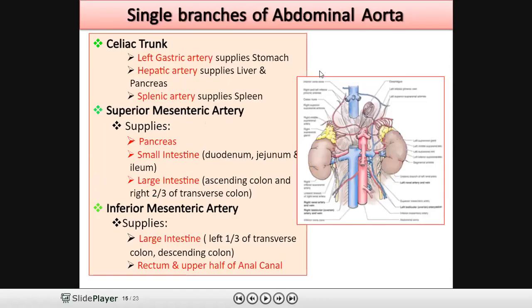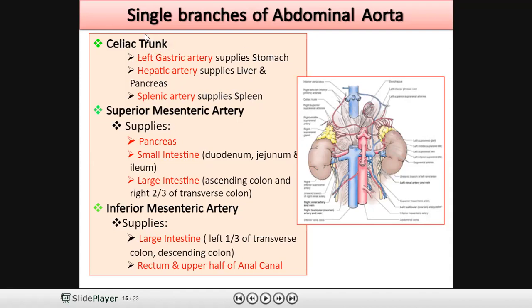So what are the single branches of the abdominal aorta? The first branch is what we call the celiac trunk. Now, the celiac trunk does not supply only one organ. It supplies a couple of organs. And what are the organs? It supplies the stomach, the liver, the pancreas, and the spleen. So blood supply to the spleen, liver, pancreas, and stomach is from the celiac trunk.